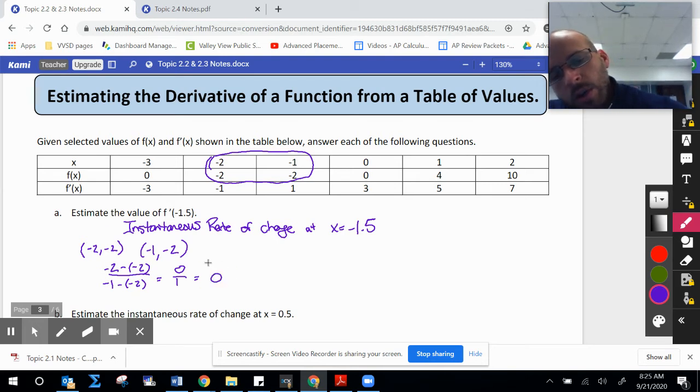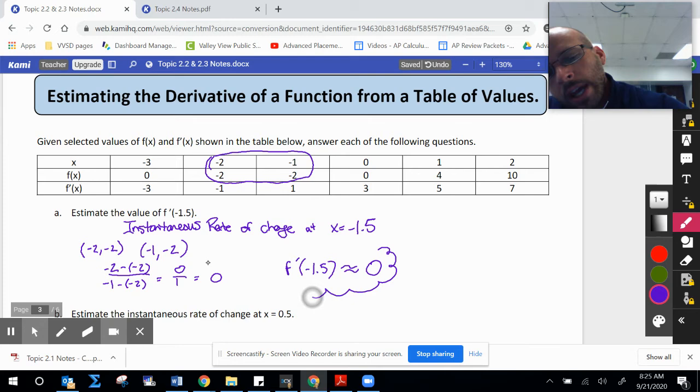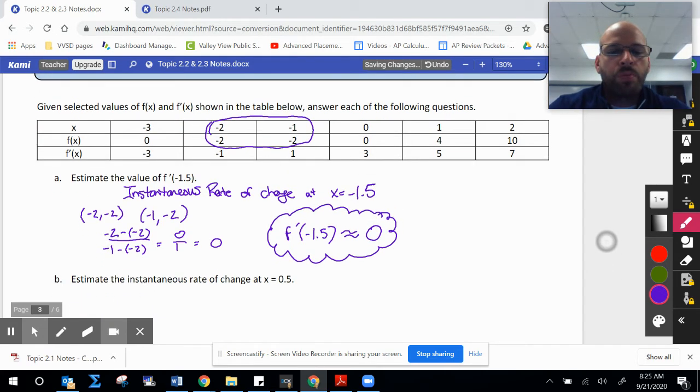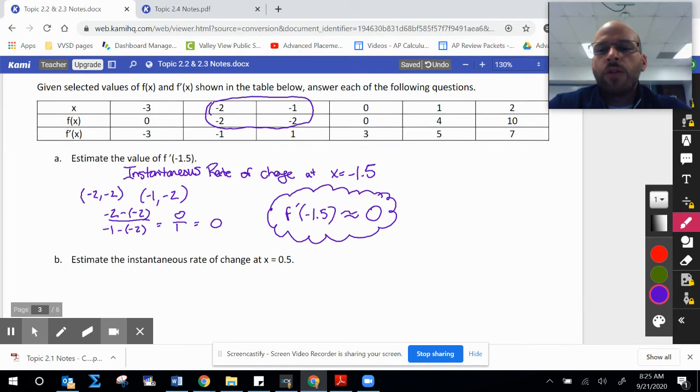which is 0. So I can say that f prime of a negative 1.5, I'm going to use the approximate symbol. It's not equal to, it's approximate. If you were using equal to, that wouldn't be good, okay? It's approximately 0, okay? We have to make sure all of our notation is appropriate here. It's not equal to 0, it's approximately 0. The best thing we can do from a table is make an estimate, okay?